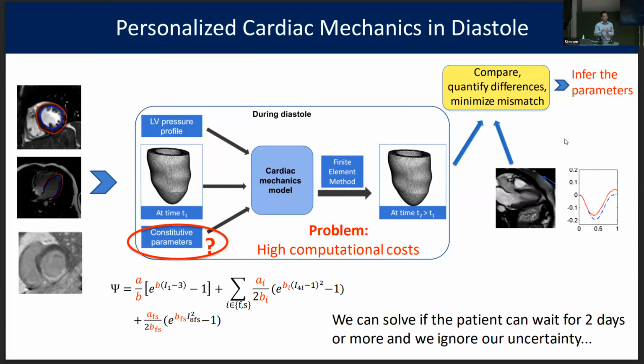But normally this is not the case if the patient has a heart attack and we need to act very quickly. Also we ignore the uncertainty. For this kind of work, we don't have uncertainty quantification. I heard a saying, if the model doesn't have uncertainty quantification, the model could be useless. So we want to know the uncertainty of the models.